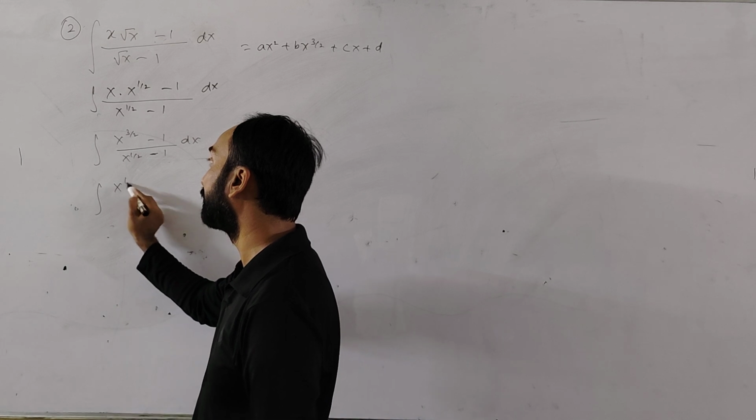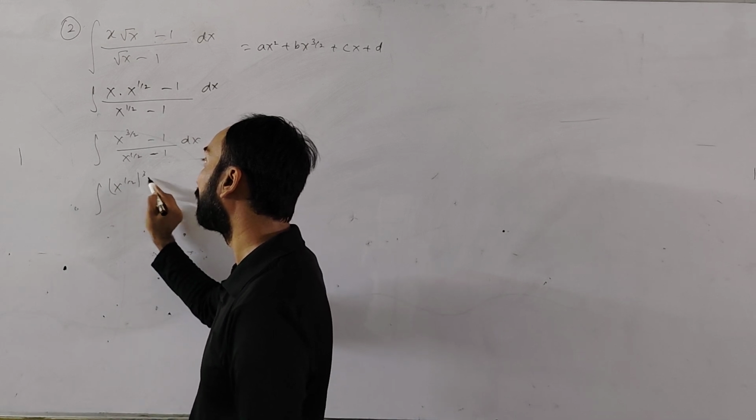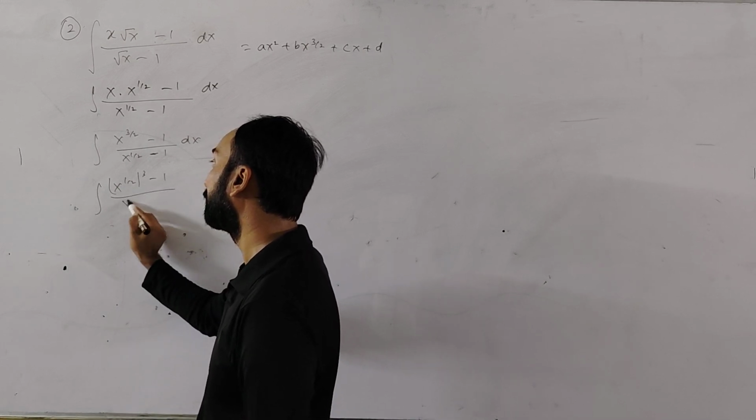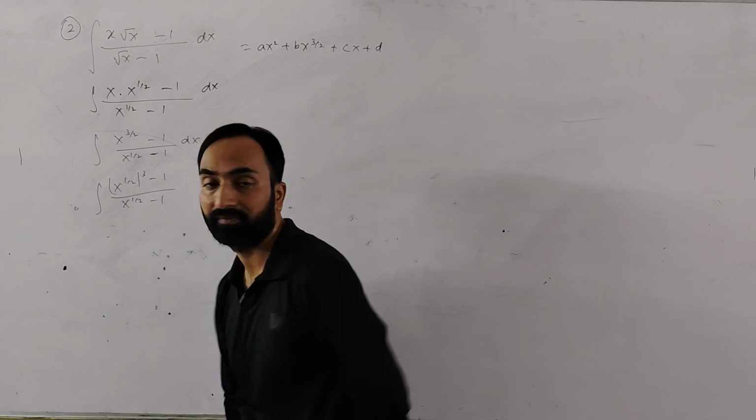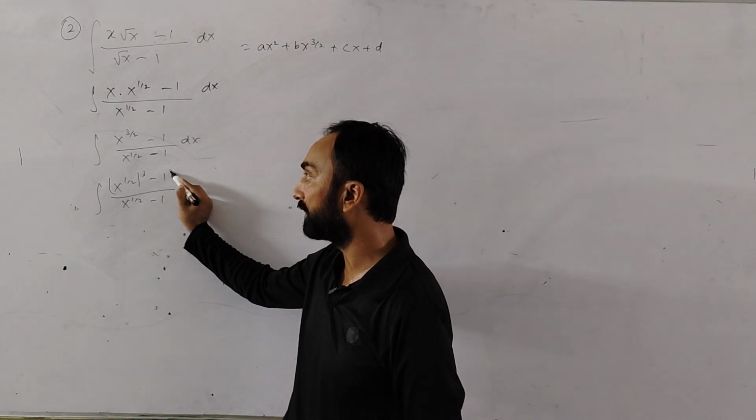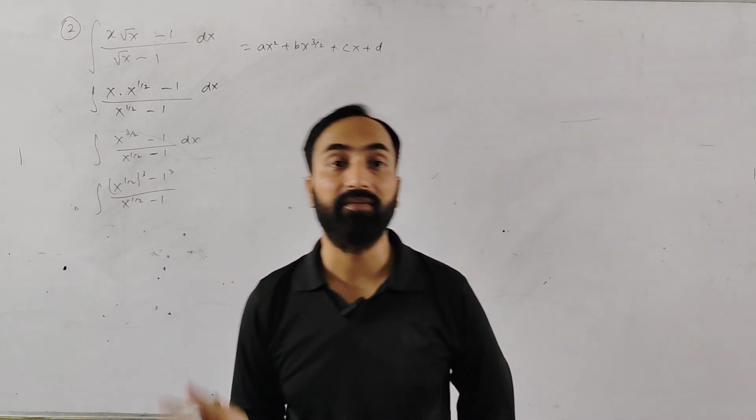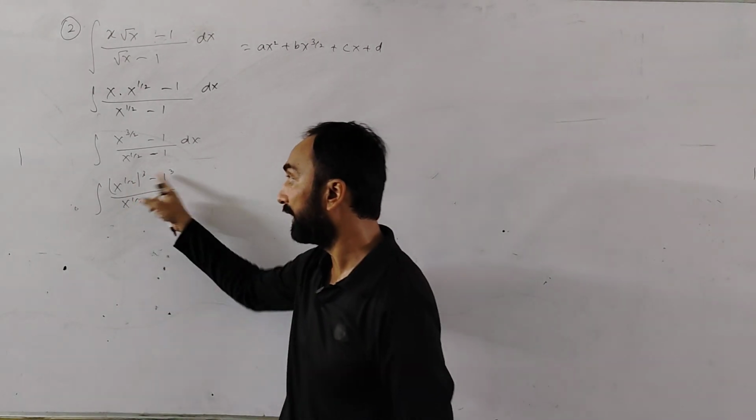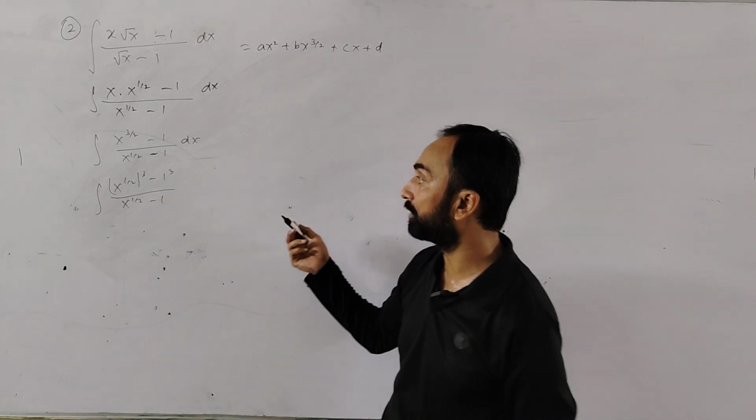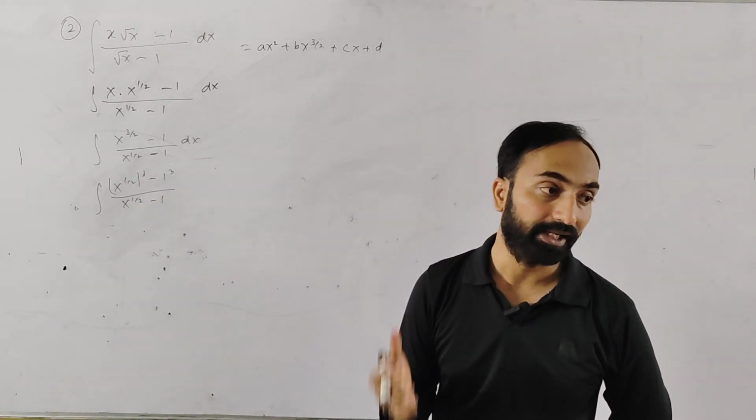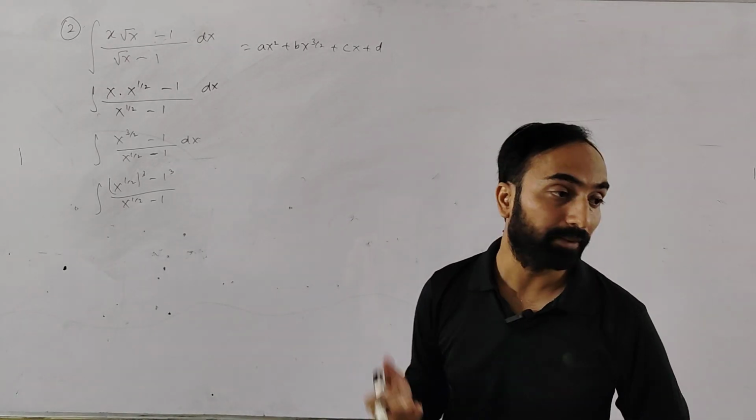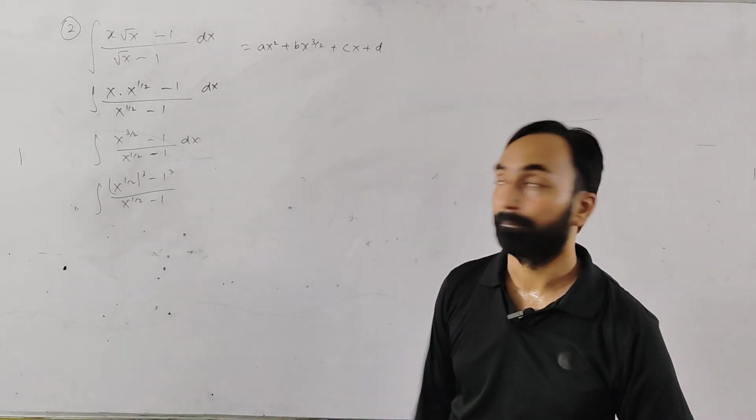Now I can write it as x to the power half cube minus 1 divided by x to the power half minus 1. Now this 1 I can also write as 1 cube. The benefit I will have is, this will become a cube minus b cube, and one of the methods of writing a cube minus b cube is a minus b multiplied by a square plus ab plus b square.